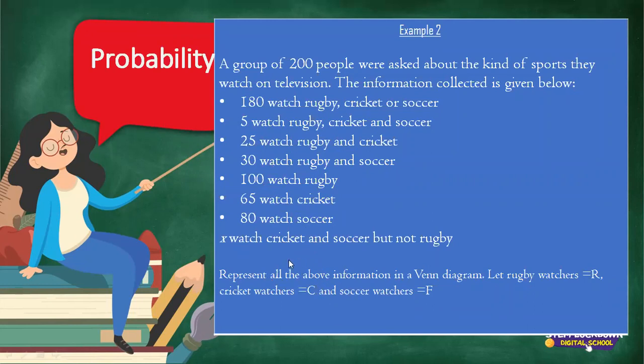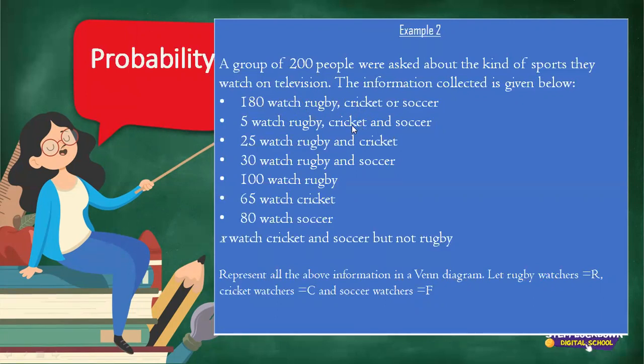Represent all the above information in the Venn diagram. Let rugby watchers be R, cricket watchers be C, and soccer watchers be F, as in football. Now, how to draw a Venn diagram for that? There are three events: watching rugby, cricket, and soccer. The total sample space is 200, and rugby, cricket, and soccer together is 180. That implies a balance of 20, which are not found in any of these three.